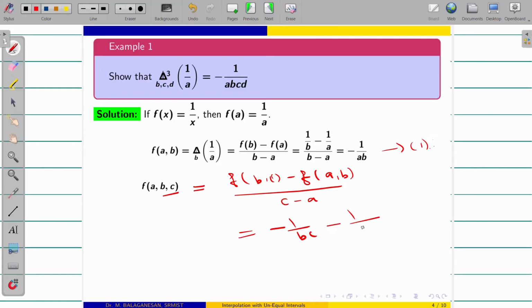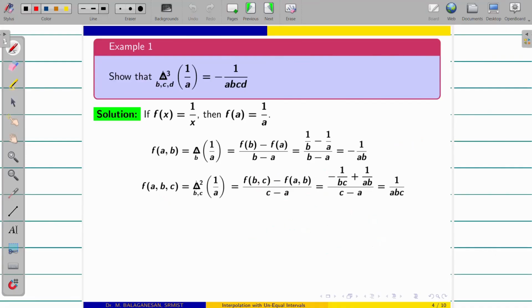Minus f of ab, which is minus 1 by ab. Already one minus is there, so it will be plus, divided by c minus a. If you are taking LCM, c minus a will cancel. You will get 1 by abc. Similarly, we have to proceed for four arguments.